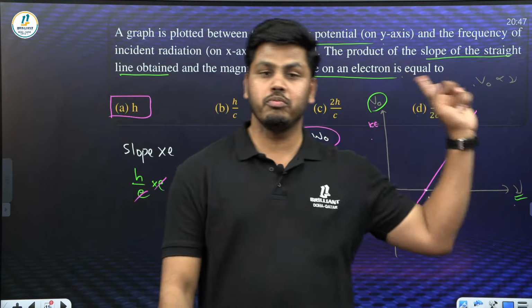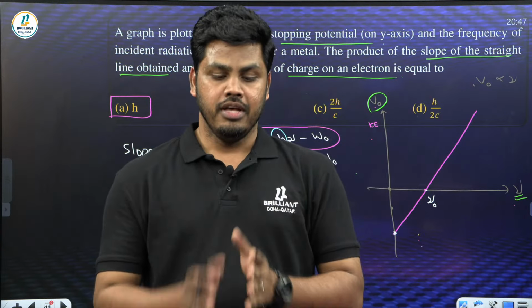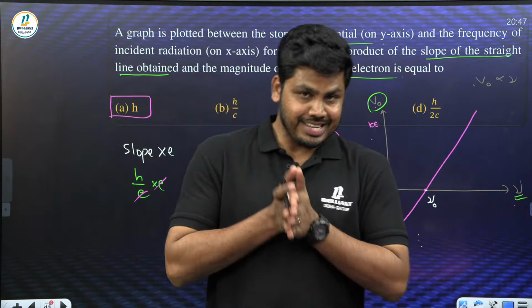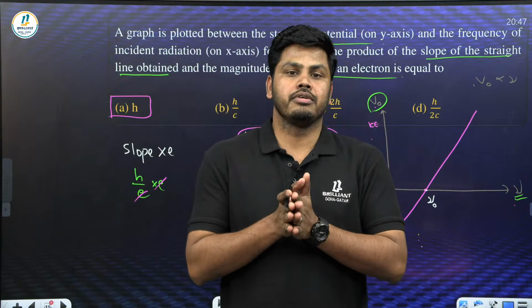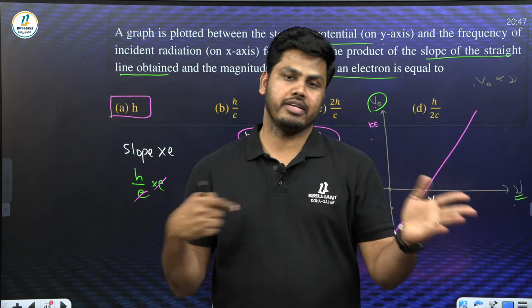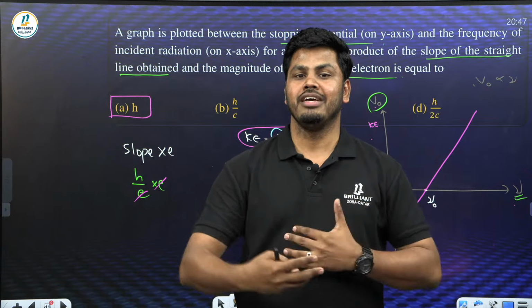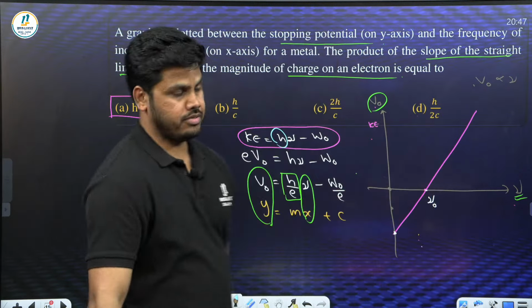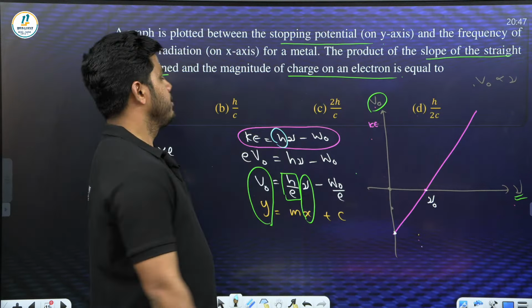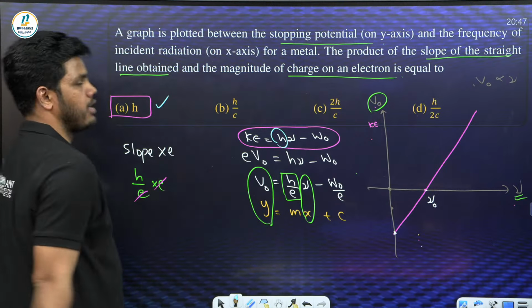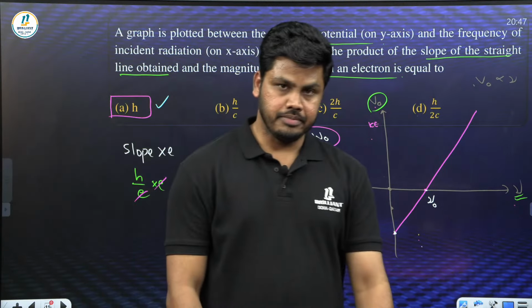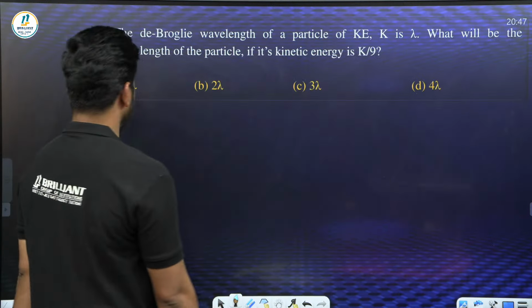So that is what I told you before. When we get graph questions, go through the question clearly, observe the graph and make sure what quantities are taken along the x and y axes. If I change the quantities along the x and y axes, you will get different outputs, different slopes and y-intercepts also. So for this question, Planck's constant is the answer, right? Okay, fine. Let us move on to the next.